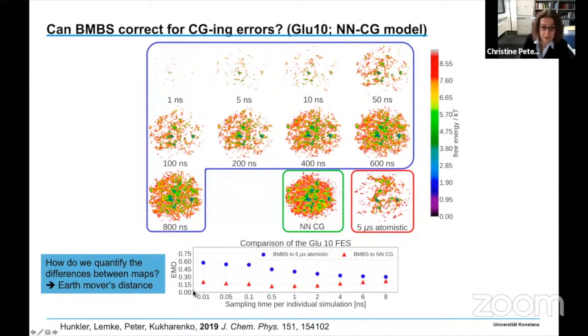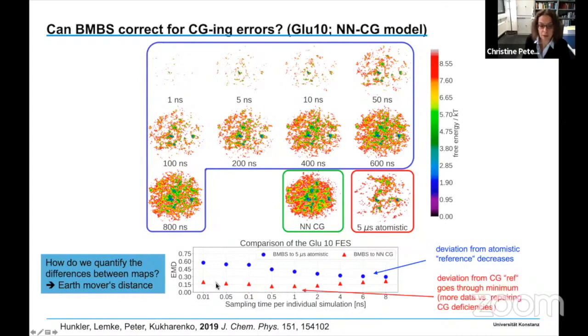So what do we see here? Here we see the time development of our earth mover's distances. So the differences between our evolving backmapping based sampling simulation and, on the one hand, the atomistic reference simulations, you see it decreases with time. So that means these maps here get more and more similar to the 5 microsecond atomistic reference map.